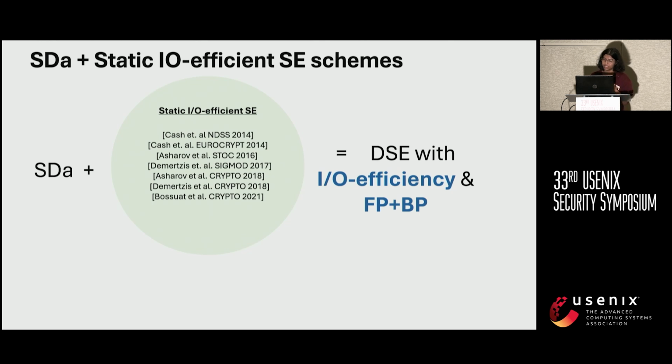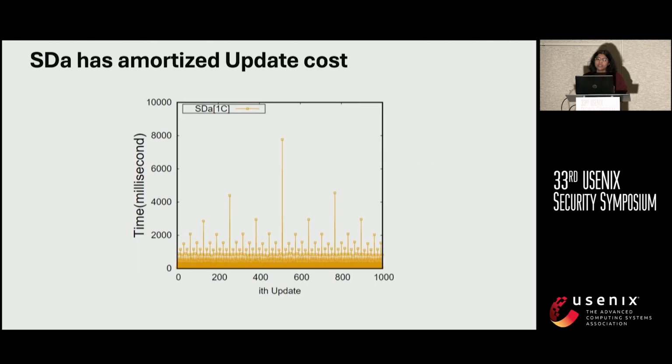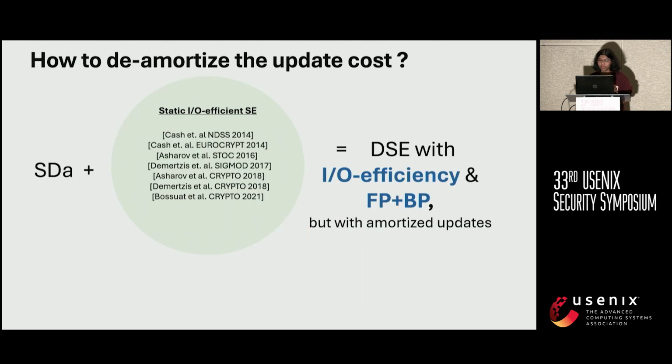So if we instantiate SDA with one of the static I/O efficient schemes from this list, we get what we wanted. That is, we achieve a DSE scheme with I/O efficiency and forward-backward privacy. But SDA has an issue, that is, SDA's updates are amortized. Some of the updates are very efficient and take constant time, whereas some of the updates can be really costly because of the merges that happen at the client side.